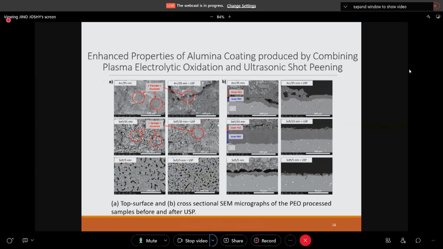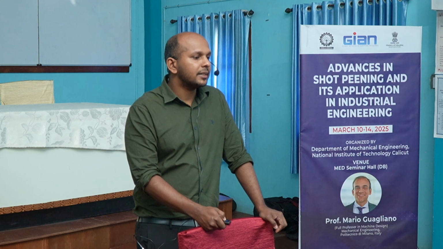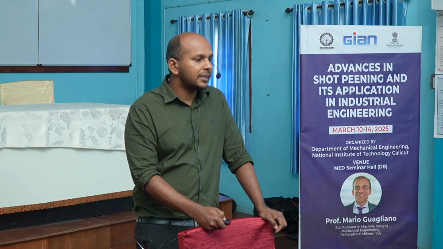Actually, a pancake kind of structure is formed on the surface, and here there is a soft, sponge-like structure formed, and here a thin oxide layer formation happened. And once we did this shot peening operation on these surfaces, that initial layer does not have much improvement in property because the layer thickness was very high.